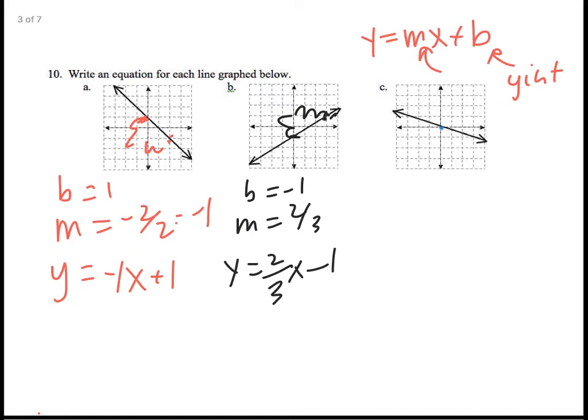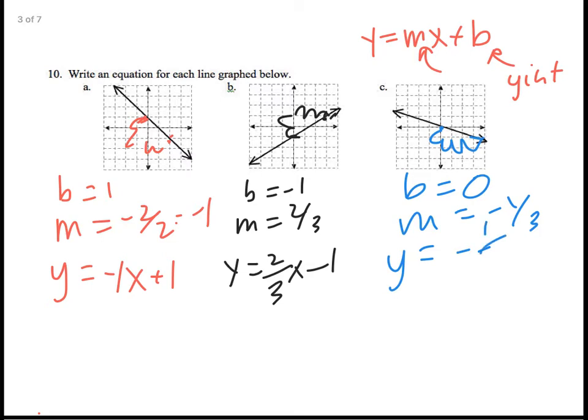And our last one, it looks like the y-intercept goes through 0. And slope, I think I went down 1 over 1, 2, 3, so negative 1/3. So my equation was y equals negative 1/3 x. And then you can add on the plus 0 if you want to, but it doesn't change anything.